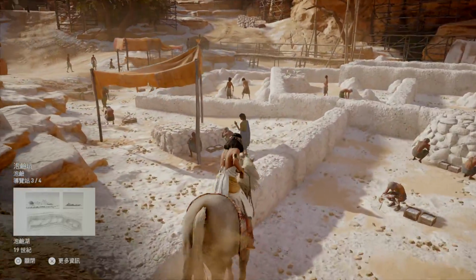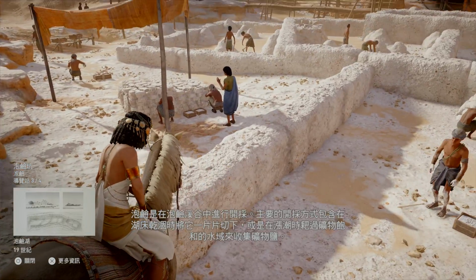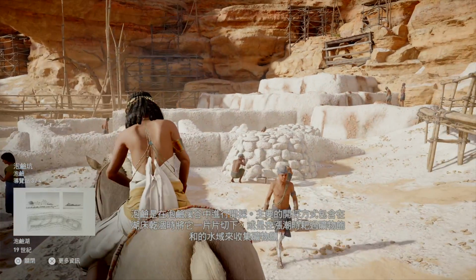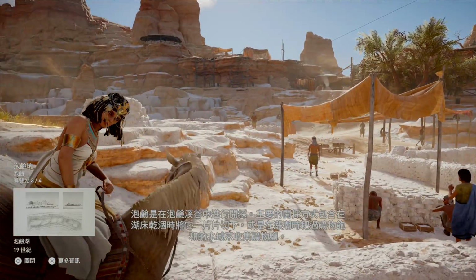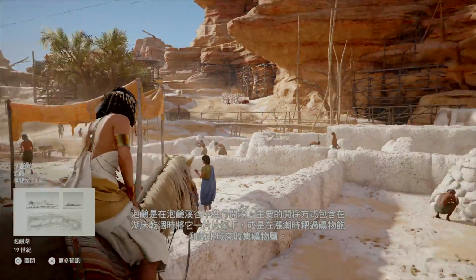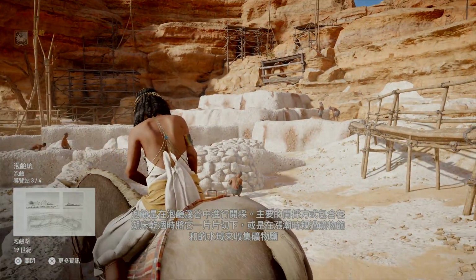Natron was mined in Wadi Natron. The main mining methods involved either cutting slices out of the lake bed when it was dry, or raking through mineral-saturated water to gather the mineral salts during the floods.